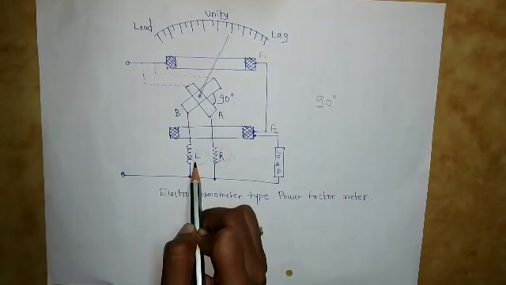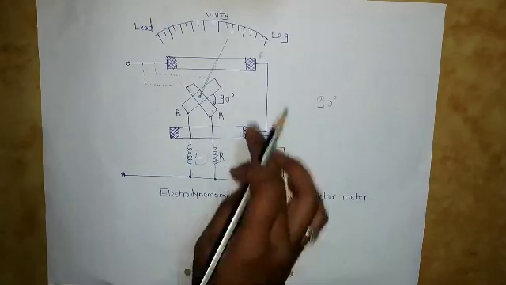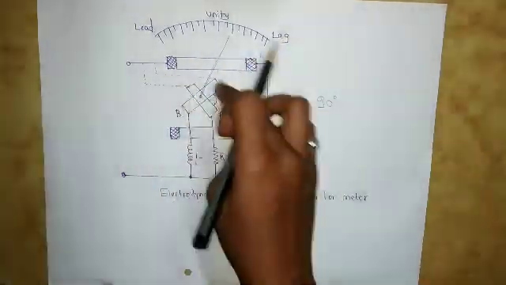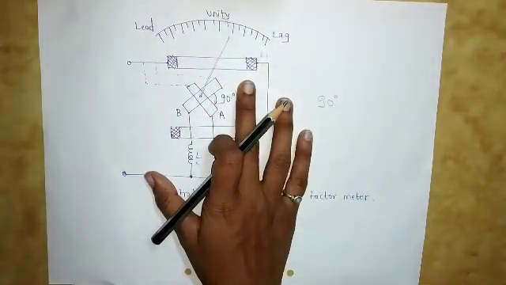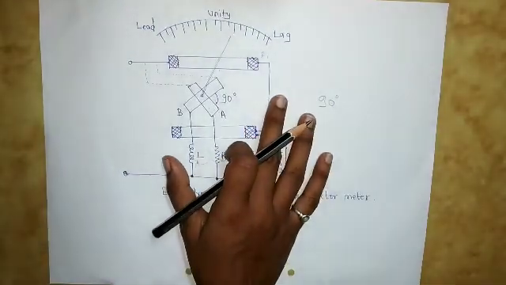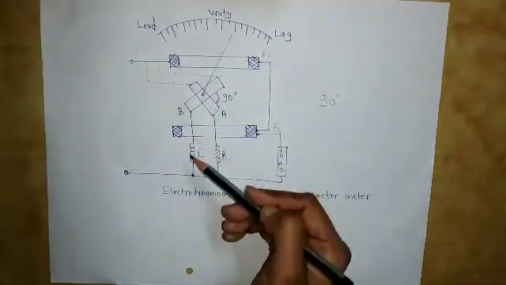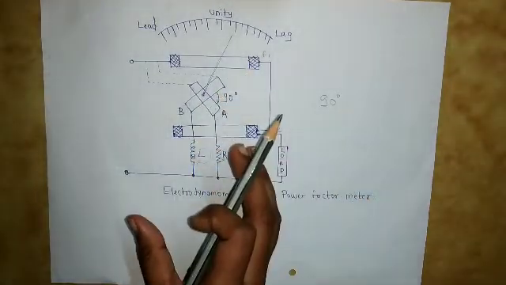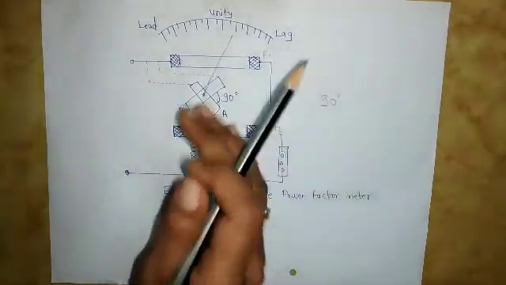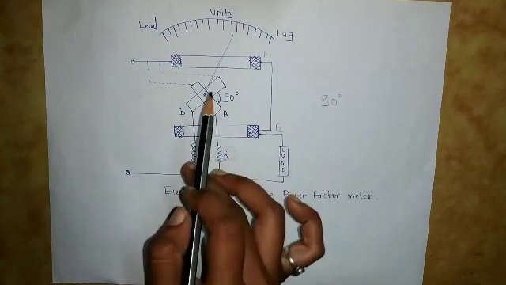Okay, due to this, what will happen? Now current will flow through these fixed coils, through this A and B. Then there will be an interaction of fields produced by the current through these various coils. There will be fields produced.